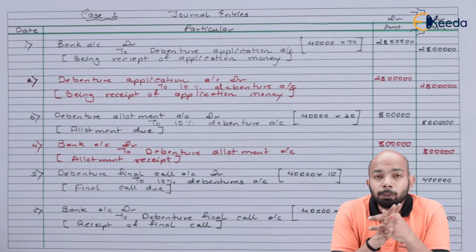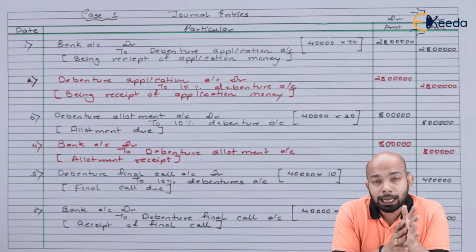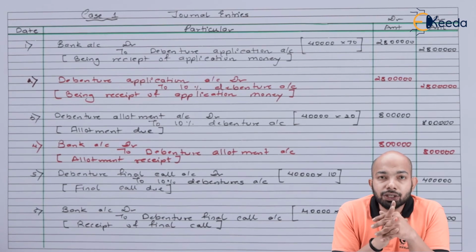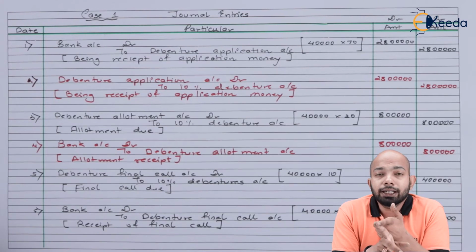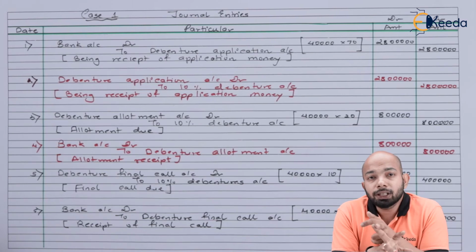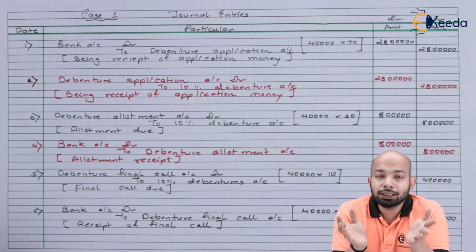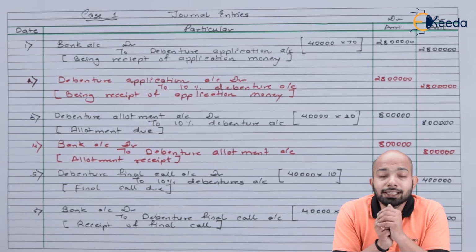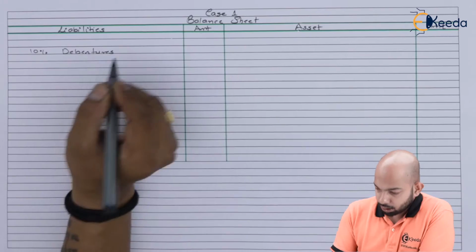Now the next thing that we'll be preparing here is the preparation of the balance sheet. In the balance sheet, make sure that there are only two items that will be mentioned. First will be the debenture account. Second will be the bank account, because there is no other thing that can be taken into consideration as of case 1. So let's start with the balance sheet preparation.